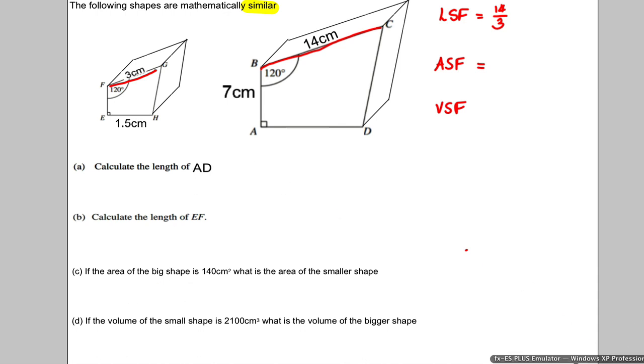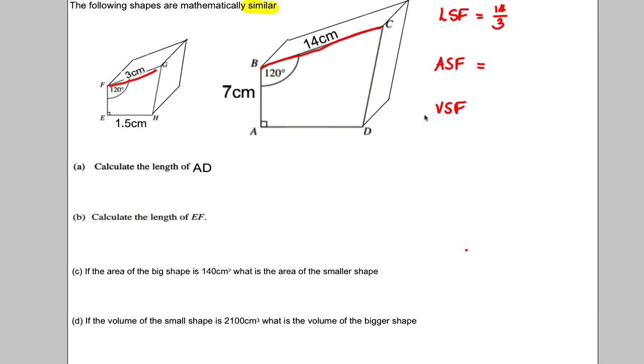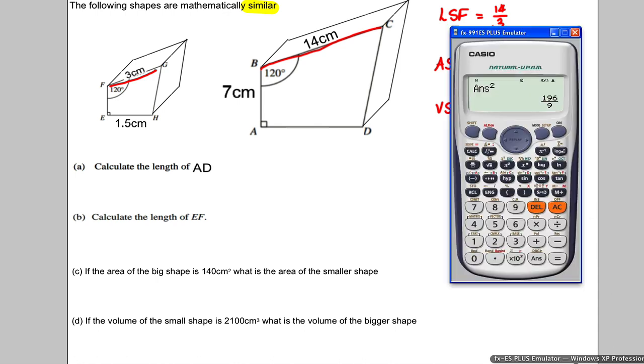What's the area scale factor going to be? Well, the area scale factor is going to be 14 over 3, press equals, and square it. 196 over 9, so it's going to be 196 divided by 9. What's the volume scale factor going to be? Well, again, it's 14 divided by 3, like that, and then to the power of 3.